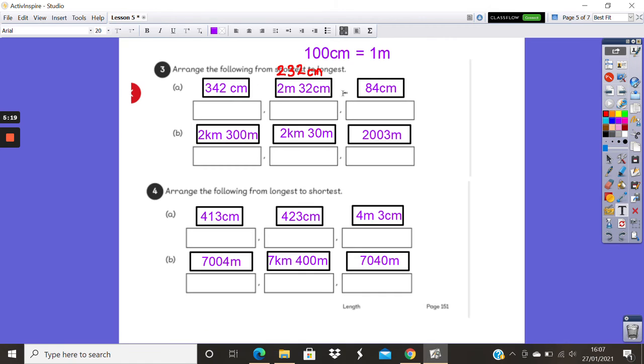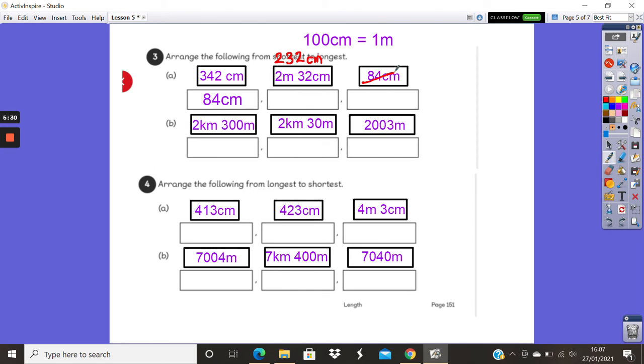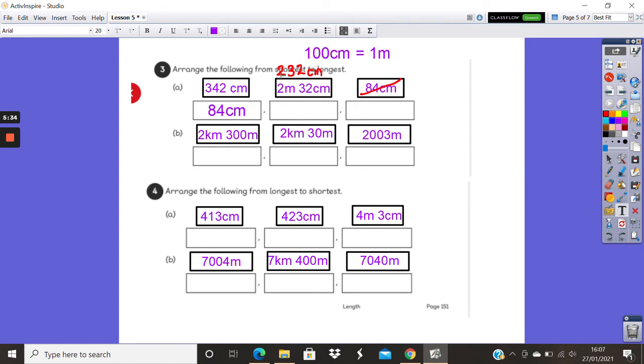So we know out of these ones, 84 centimetres would be the smallest. Cross through that, so I know I've used it. And then we've got 232 or 342. So we're going to look at the hundreds, see which one is smaller, and we can see that 232 centimetres is smaller. And then that would leave us with 342 centimetres being the longest.